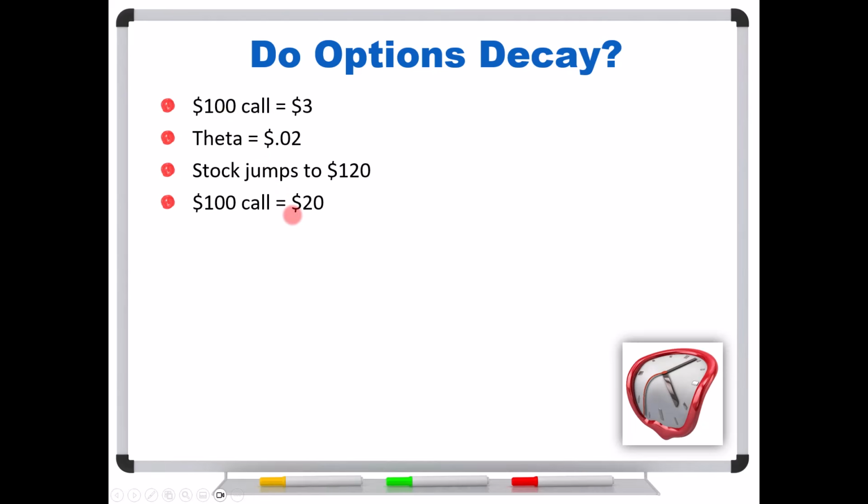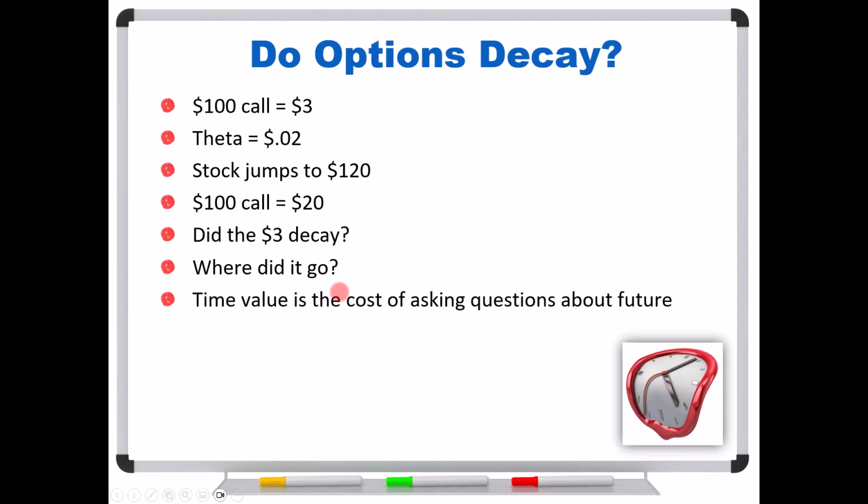So the question is, where did the $3 go? If we didn't really move through time, shouldn't this be trading for 123? $20 of intrinsic plus the $3 time that we had? Well, if it's not there, did the $3 decay? And if the answer is no, then where did it go? The thing to understand is that the time value, or the extrinsic value, is the cost of asking questions about the future. In other words, it's about trying to gather information.